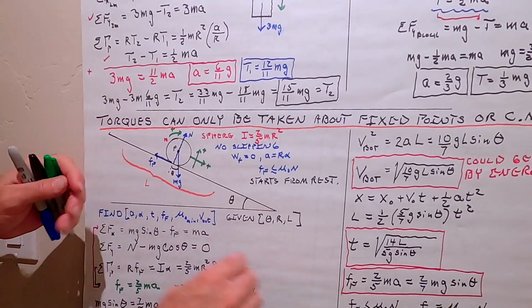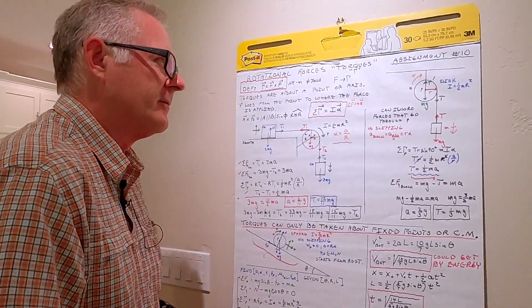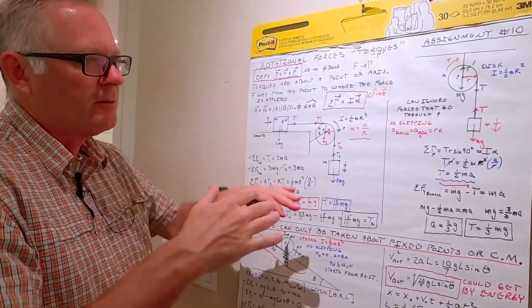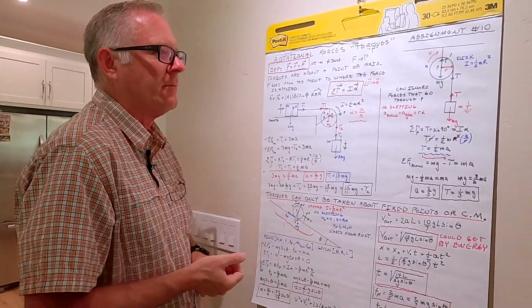Okay, so this is the first section on torques. Your assignment 10, the first side of the sheet will be on torques. The back side is mostly on the momentum part.